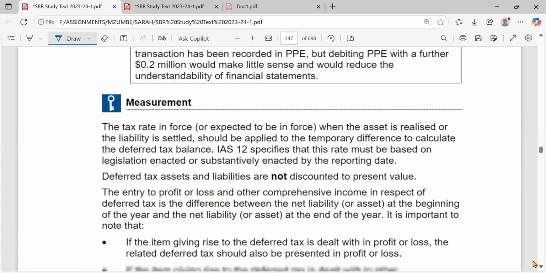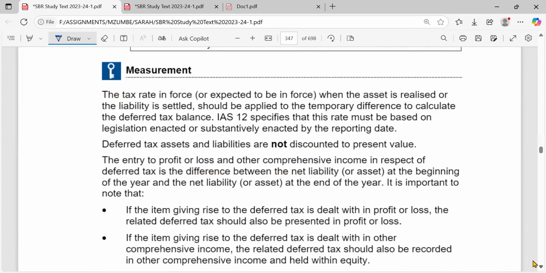Let's go on to measurement here. The tax rate in force. Now, measurement of deferred tax liability: tax rates do change, right? Depending on how the government has decided. So how do you go on getting those deferred tax assets and liabilities? The tax rate in force or expected to be in force when the asset is realized or the liability is settled should be applied to the temporary difference to calculate the deferred tax balance, right?